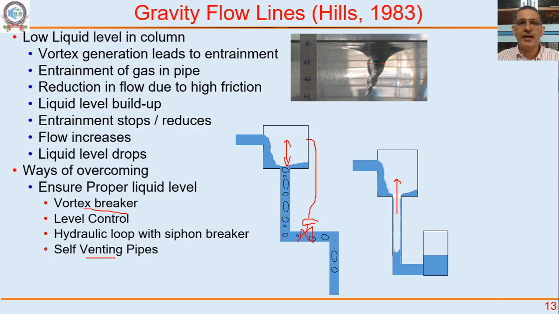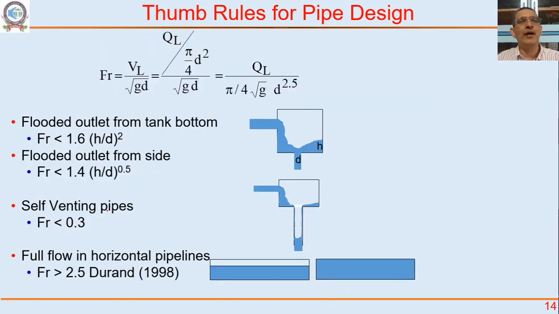The way these are designed, there's something related to piping design, and they are designed based on a concept called the Froude number. The Froude number is the velocity of the liquid divided by the square root of gD. Then you can relate this V_L to the liquid flow rate, and there are guidelines that the Froude number should be less than 1.6 (H/D) if your outlet is from the bottom, and if your outlet is from the side, the Froude number should be less than 1.4 (H/D)^0.5.